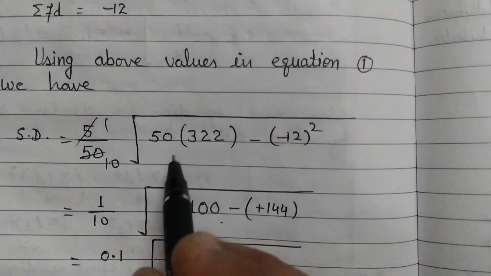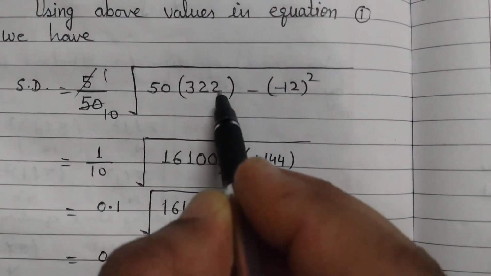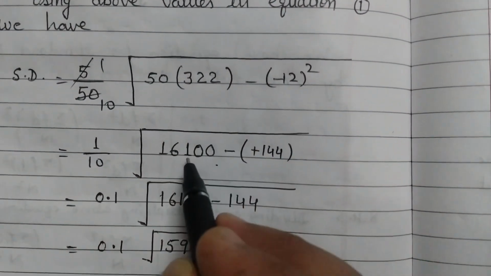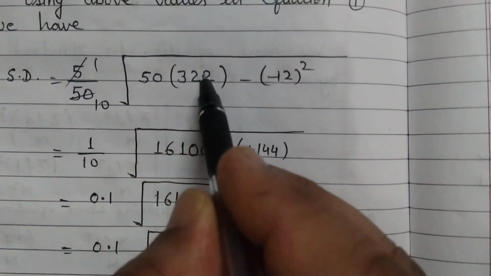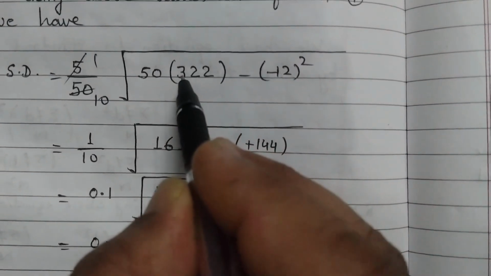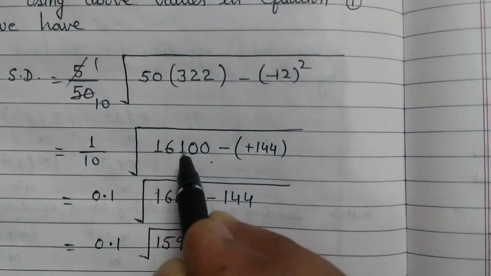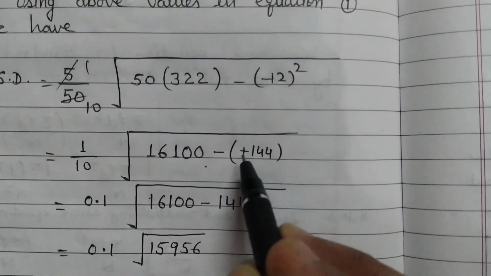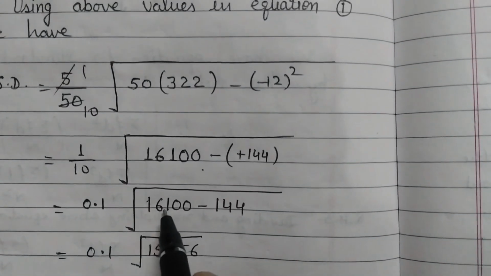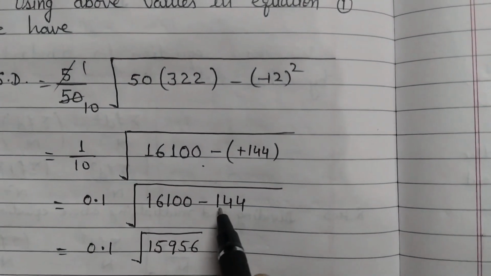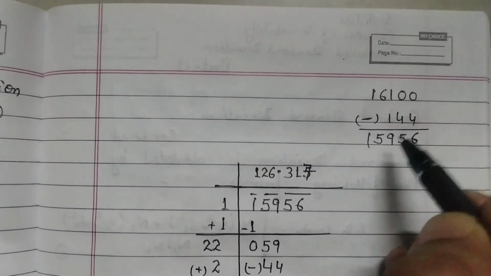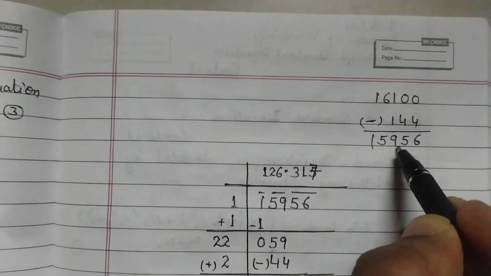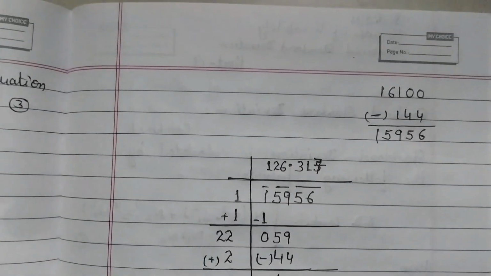Multiplying 50 by 322 gives us 16,100. 5 2s are 10 and 1 0 is here. 5 2s are 10 plus 1 is 11. 5 3s are 15 plus 1 is 16. So 16,100 minus 144. Here I have subtracted. This is the value 16,100 minus 144, which is equal to 15,956.